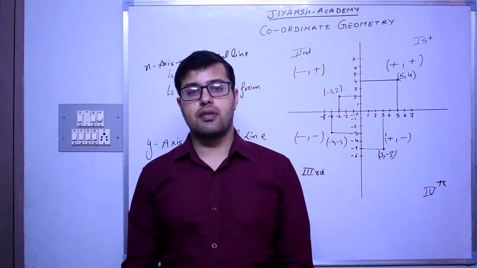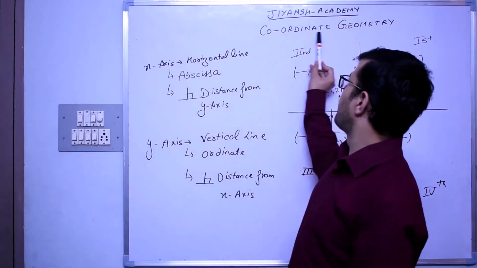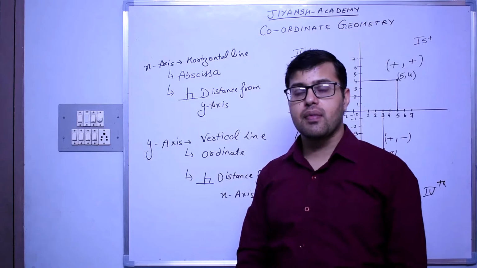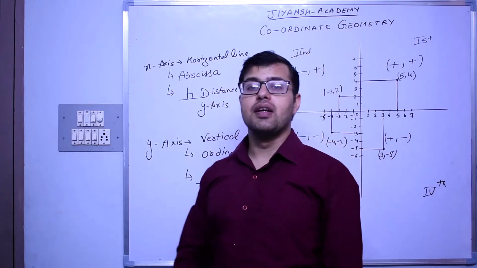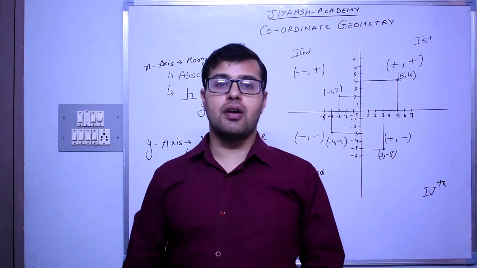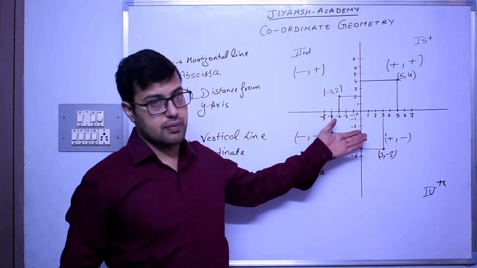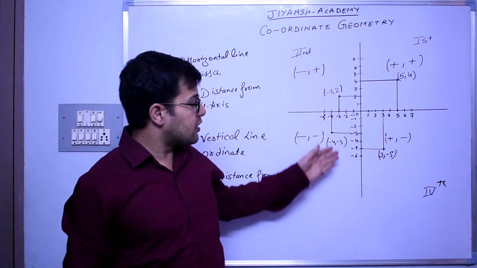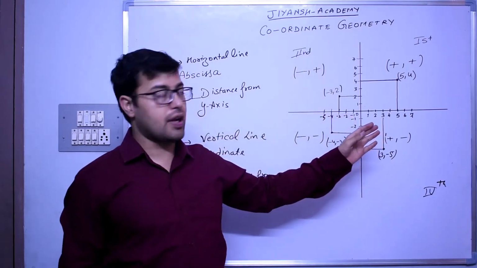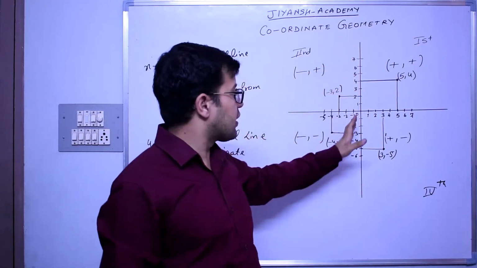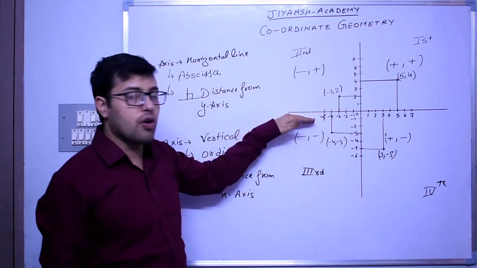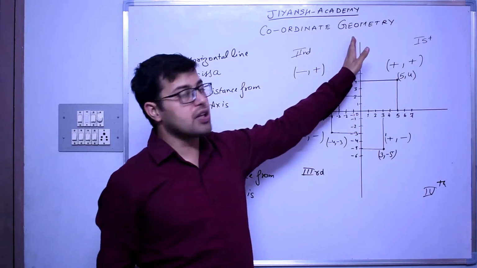Welcome, dear students. In today's lecture, we are going to learn coordinate geometry. Coordinate geometry is a chapter in which we will be learning about the graph portion. Right? Now, first of all, let's give a brief introduction to what a graph looks like. A graph is kind of a thing which is divided by a horizontal line and a vertical line.